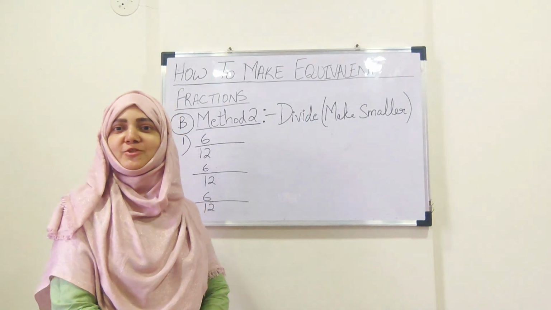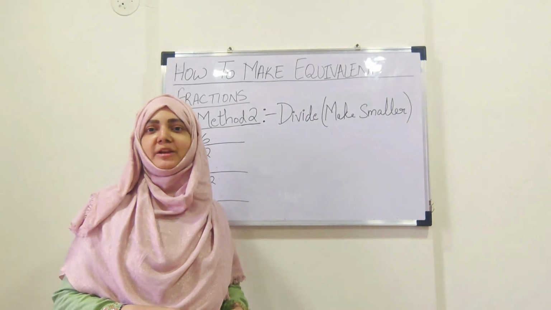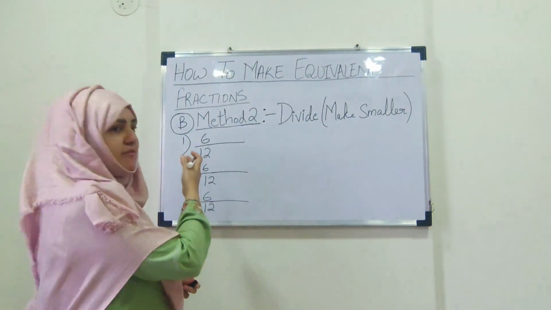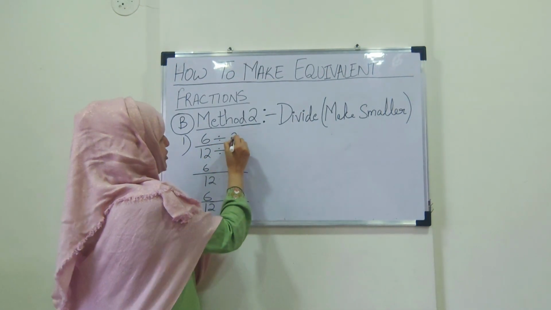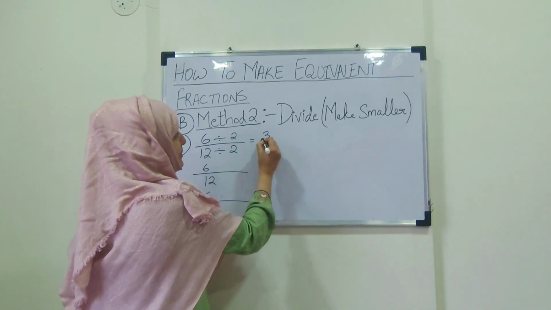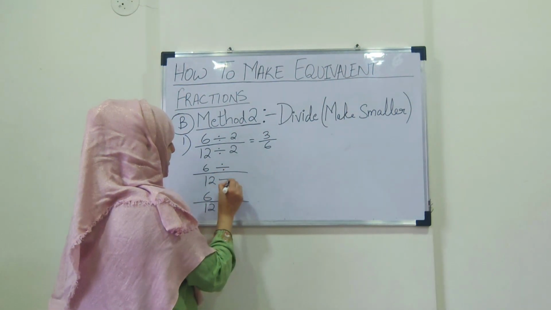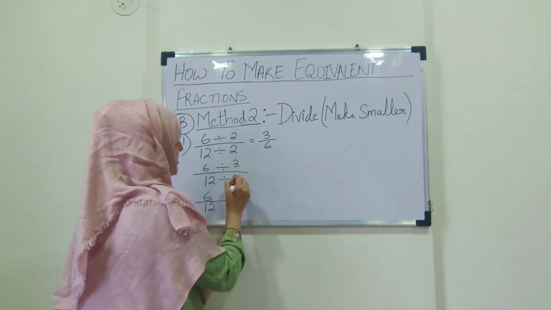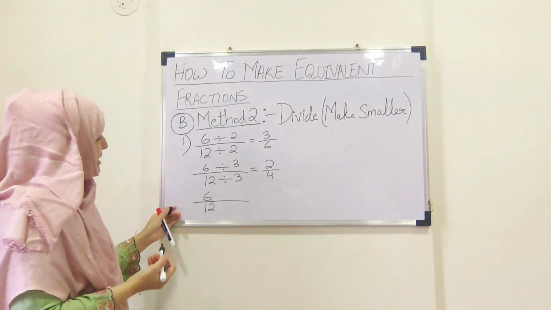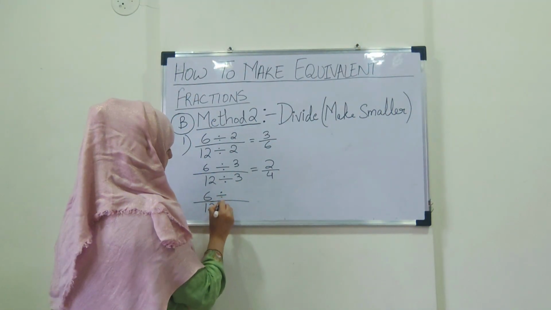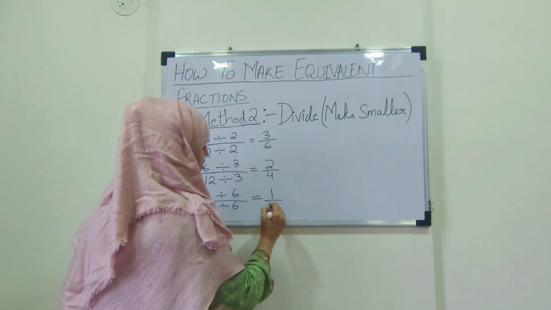The second method is to divide both numerator and denominator by the same number to get smaller equivalent fractions. So let's see. Here we have 6 by 12. So we'll divide both 6 and 12 by 2. So we'll get 3 by 6. Okay. Now again we'll divide 6 and 12 by the same number. So we'll divide by 3. So we'll get 2 by 4. Correct. Now we'll divide 6 by 12 by 6. So we'll get 1 by 2.